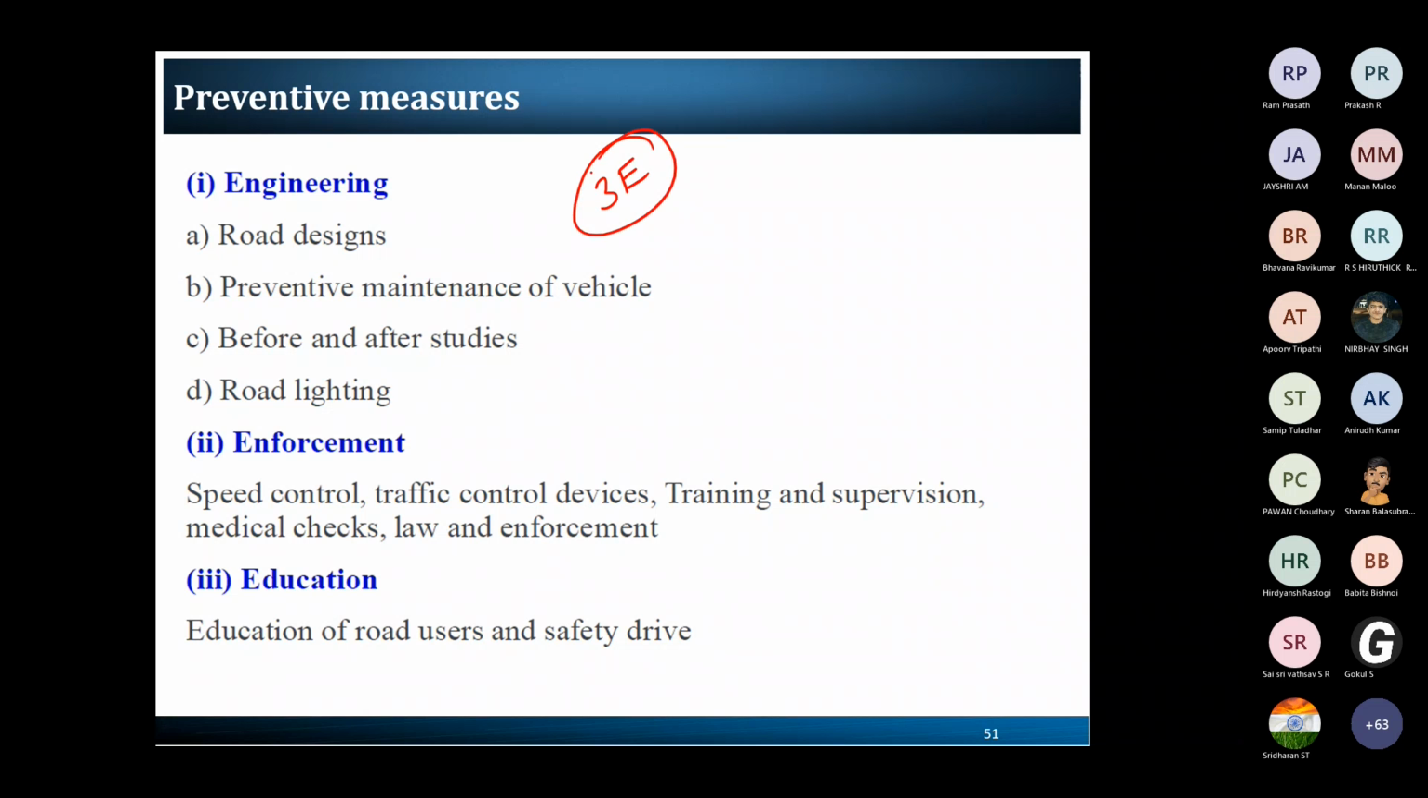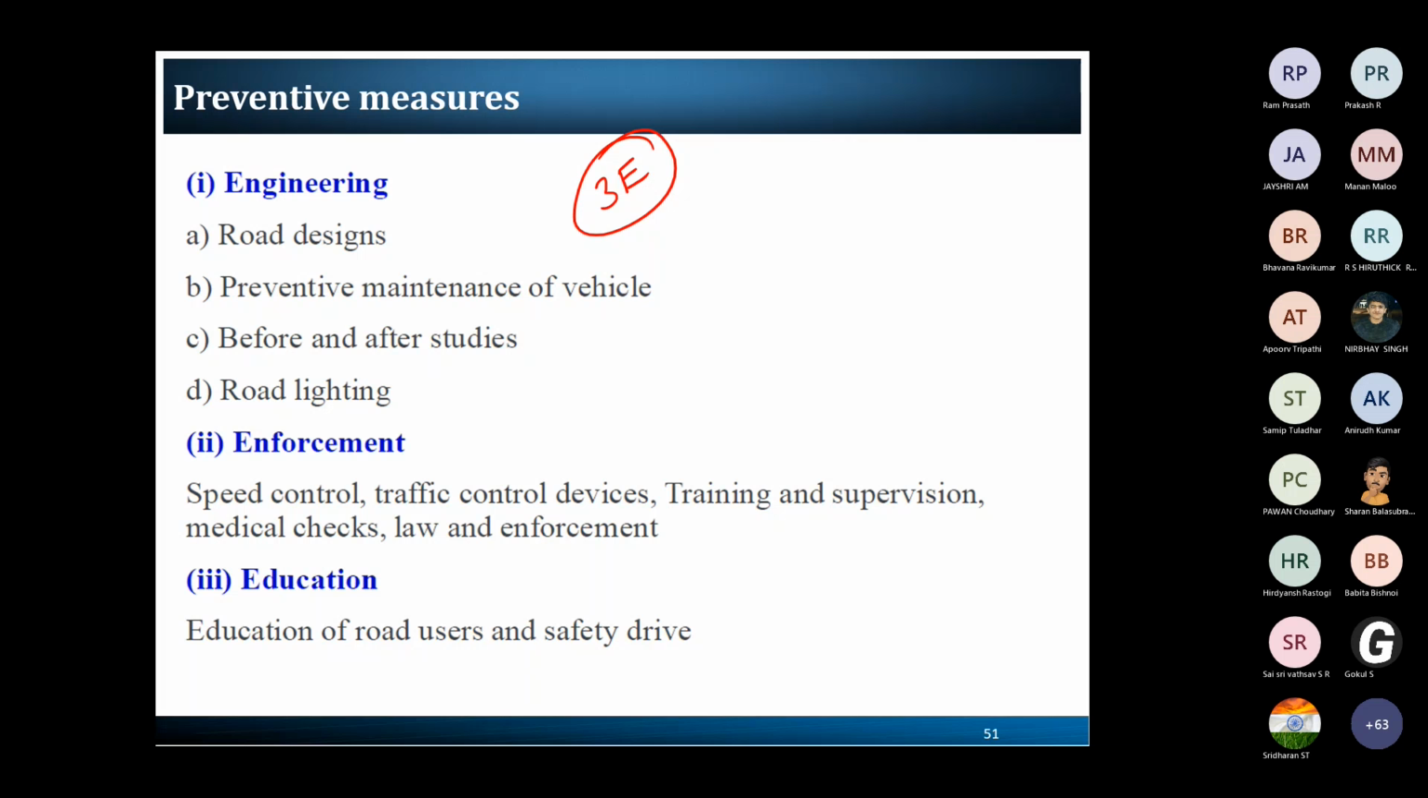There are 3 E's in this subject. There are 5 E's, but in your subject you study the 3 E's: engineering, enforcement, and education. Once accidents have happened, to reduce them, first you try to provide solutions related to the engineering aspect. If the traffic signal is not working, we have to maintain it. If there is no median, you can provide a median. If there is no proper road lane, you can increase the road lanes and provide widened road infrastructure. So all the engineering, or technical scientific, solutions, if you implement them, are considered preventive measures related to engineering with the aim of reducing accidents.